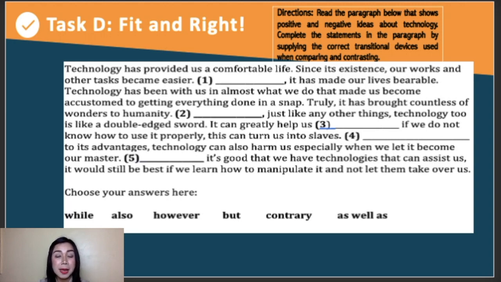It can greatly help us blank if we do not know how to use it properly. What's your answer? But. Okay, thank you very much for your answer. Let's have Kim. Blank to its advantages, technology can also harm us, especially when we let it become our master. Your answer is also. Okay, thank you for your answer, Kim. And number 5, yes. Blank, it's good that we have technologies that can assist us. It would still be best if we learn how to manipulate it and not let them take over us. Your answer is, however. Thank you very much for your answers, guys. Let's check if the answer is correct.